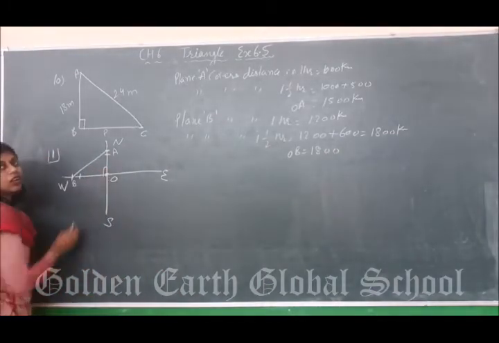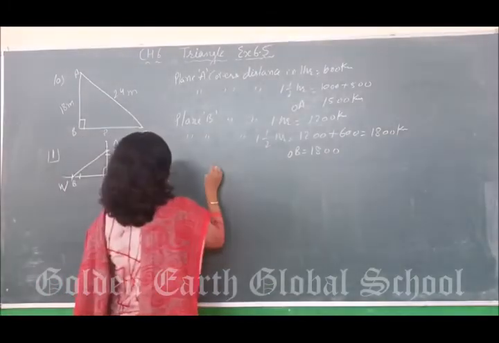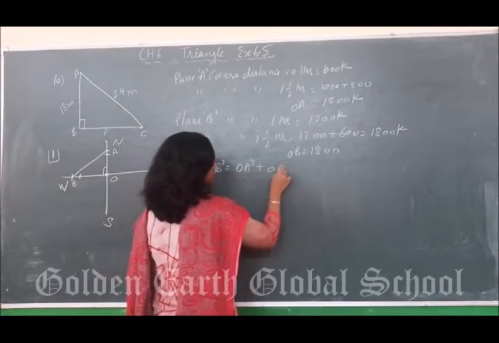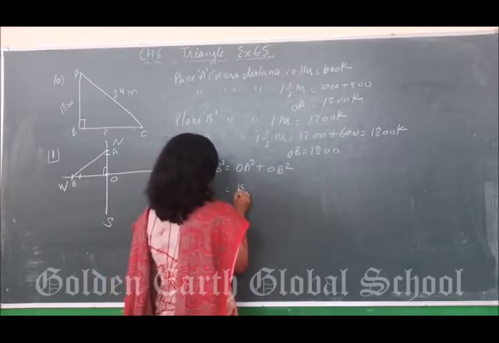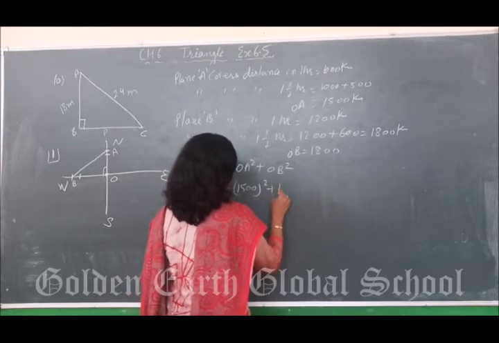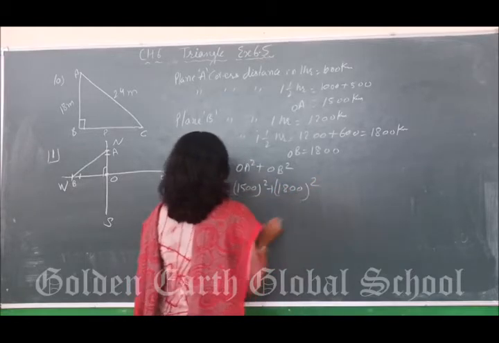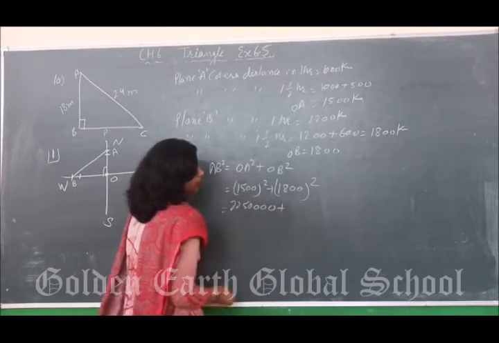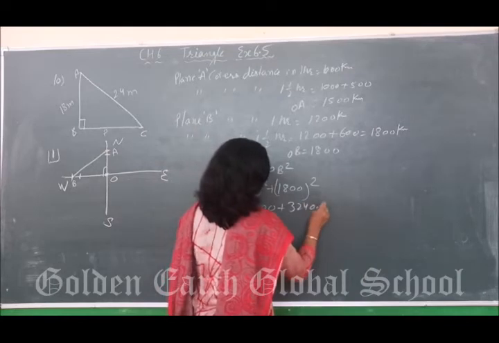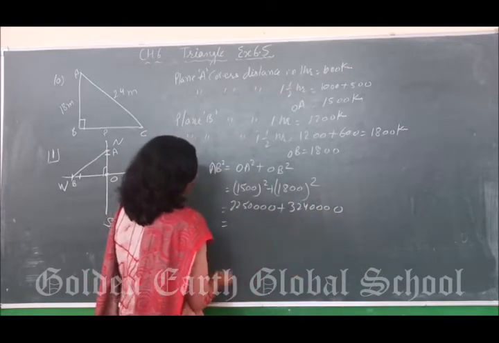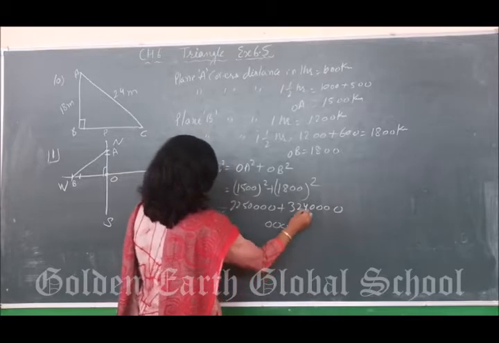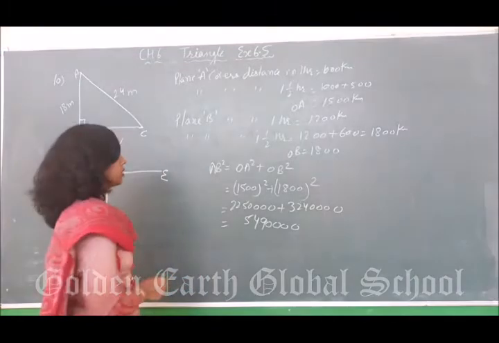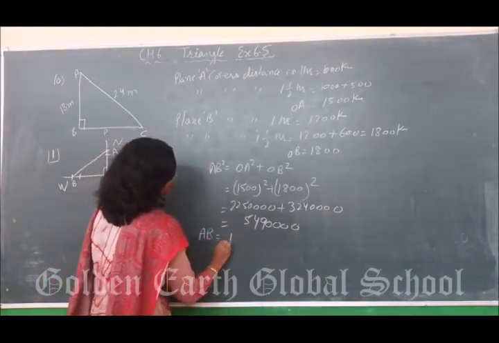Obviously these directions are all at right angle. So apply Pythagoras to get AB. AB square is equals to OA square plus OB square. 1500 square plus 1800 square. 1500 square is 225 with 4 zeros. 1800 square is 324. Again 4 zeros. Add, 549. So AB is square root of this.